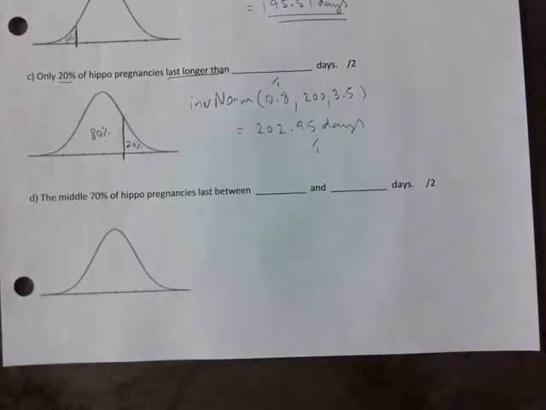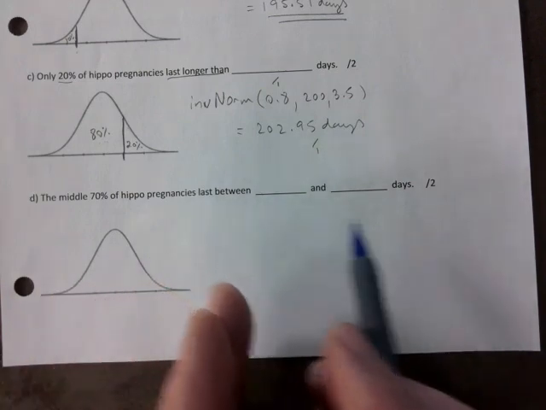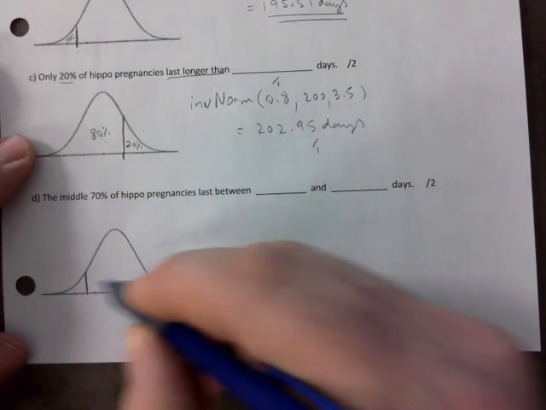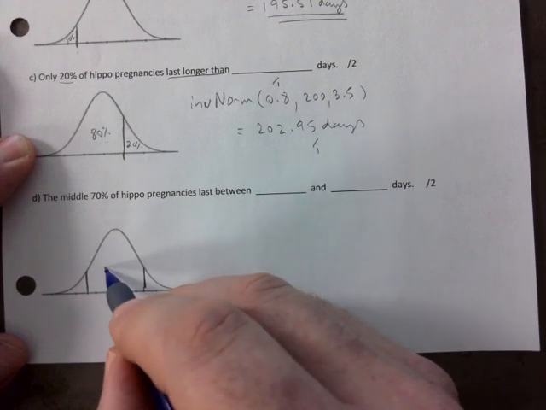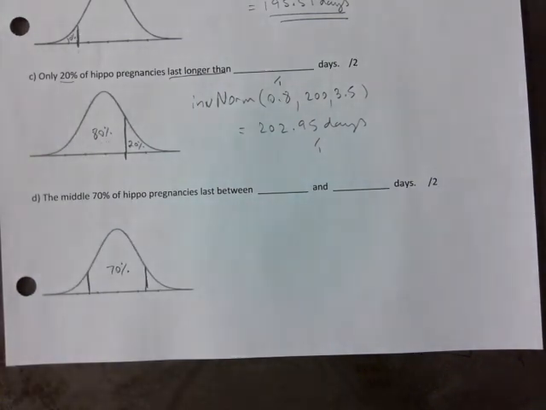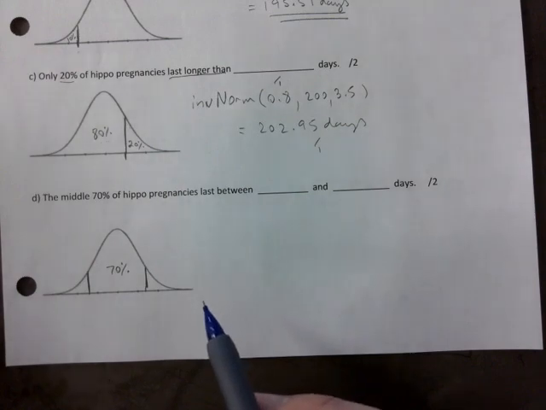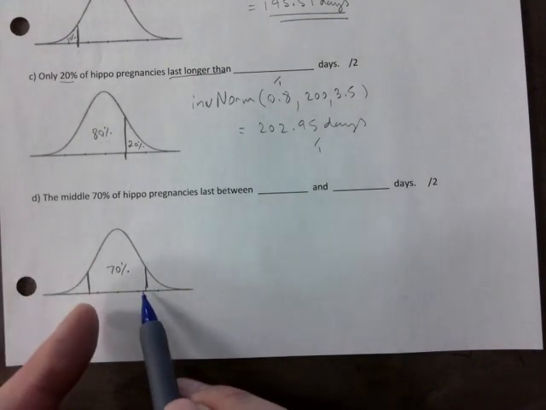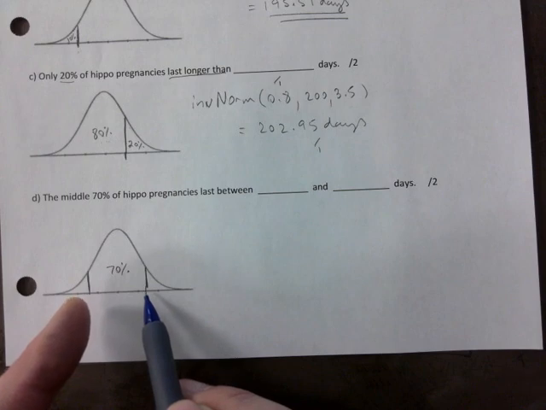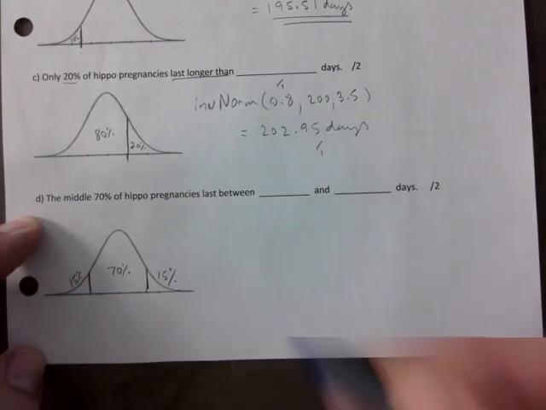This one I'll make a bonus. I don't know if you were able to do this one, but the middle 70% of hippo pregnancies last between this and this many days. So the middle 70, I want you to think of 70% in the middle. If you have 100% under the whole curve and you take the 70 away, you're left with 30%. Because we were told it's in the middle, that means this will be 15% and this will be 15%.